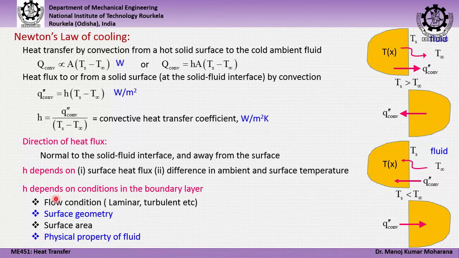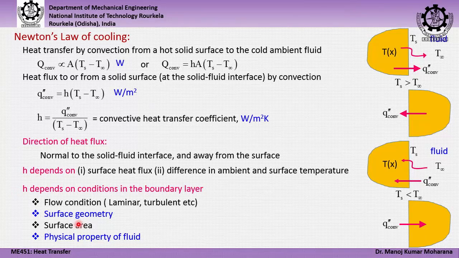So, h basically depends on the flow condition near the boundary, whether the flow is laminar or turbulent. When it is a turbulent flow, the convective heat transfer coefficient will be higher compared to the laminar flow. So, the heat transfer by means of convection will be more in case of turbulent flow compared to the laminar flow. This is because there will be continuous mixing of the fluid in case of a turbulent flow, whereas in a laminar flow the fluid does not mix.